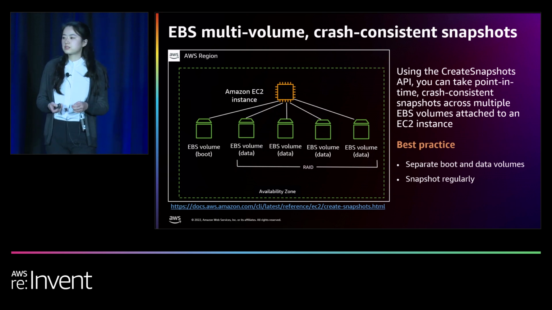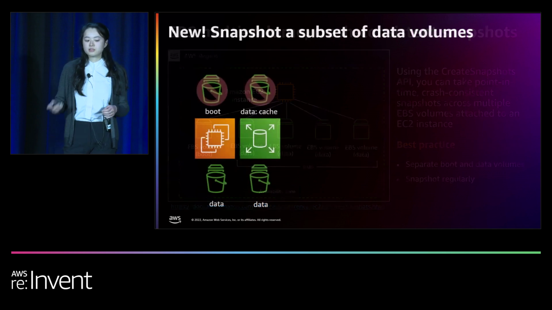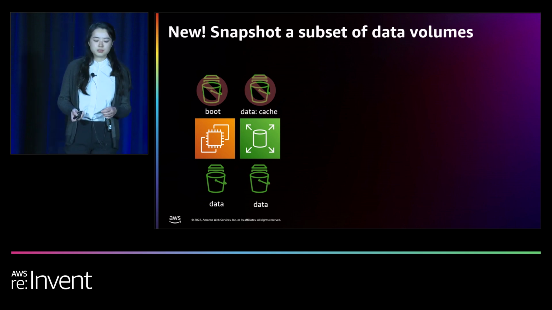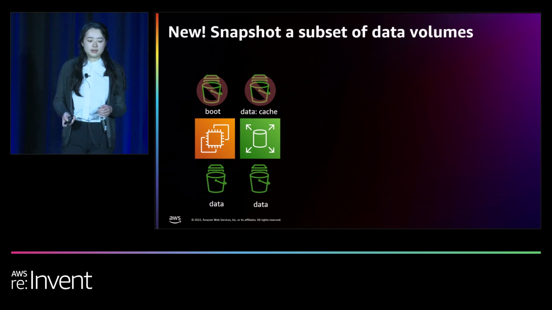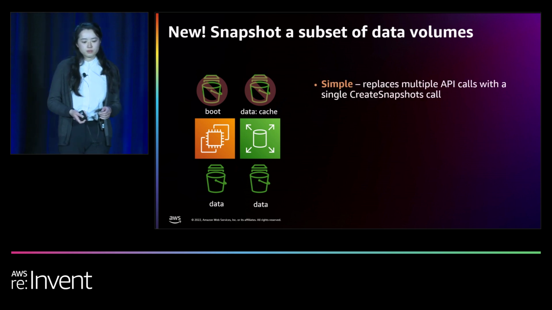And using the Create Snapshots API, you can choose to not take a snapshot of your boot volume. This way, you actually save on your snapshot storage cost. Now let's keep this example further. Say in your data volumes, 2 are actually used for data. 1 is used for cache. You actually don't need to back up this cache volume.